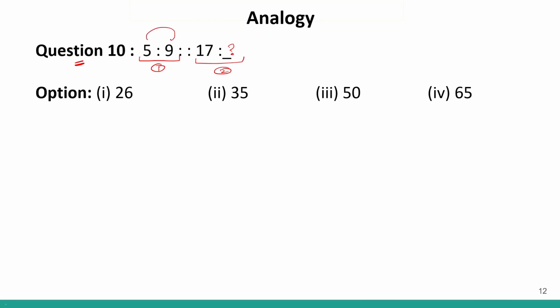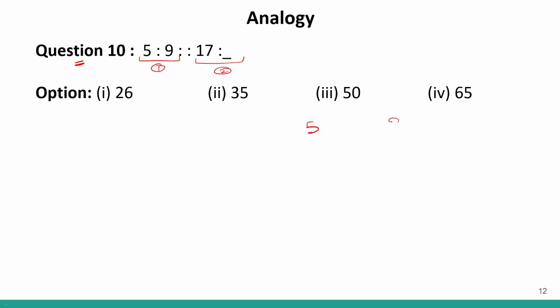I can say this is basically 5 into 2 minus 1. Correct? This is 10 minus 1. So I will use the same logic over here. Into 2, 17 into 2 minus 1. So I will get how much? 34 minus 1, that is 33. But do we have 33 in the option? No. So this logic is also not being used. Now we have to identify another relationship between 5 and 9. Correct? This logic is not being used.